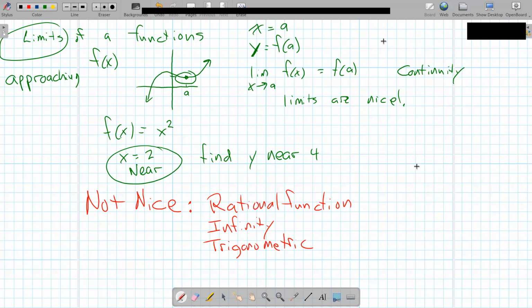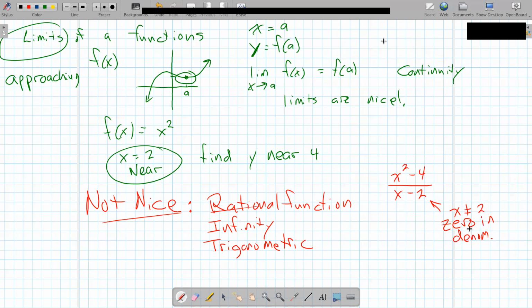So examples of rational functions that were trouble, we had looked at something like x squared minus 4 over x minus 2. And we know a lot about functions and their domains, and we know that because there's an x minus 2 in the denominator, we can't let x be 2, otherwise we get a 0 in the denominator, and that's a problem. So that's the place where rational functions are not nice, 0 in the denominator.